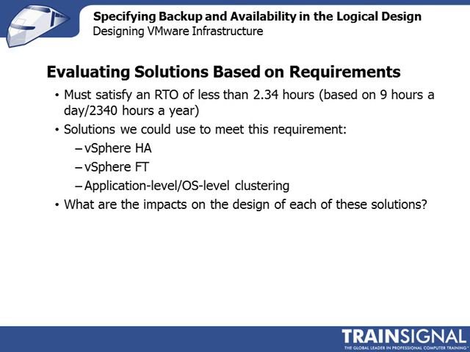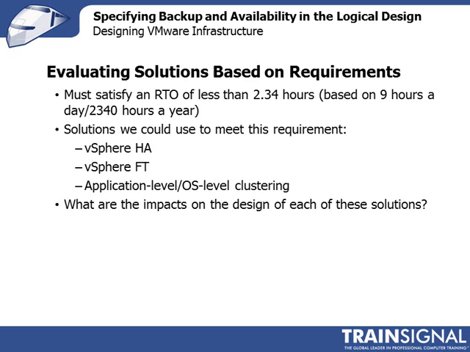So what does it mean when it says availability of services must be 99.9%? Well, that means that we're allowed basically 9 hours a day, or 2,340 hours a year, the total amount of core business hours, and of that we have an RTO of less than 2.34 hours. That's 0.1% because we are saying that there has to be 99.9% available. With that in mind, once we've crunched the numbers and understand what our availability requirements are, then we can begin looking at solutions that would satisfy that.